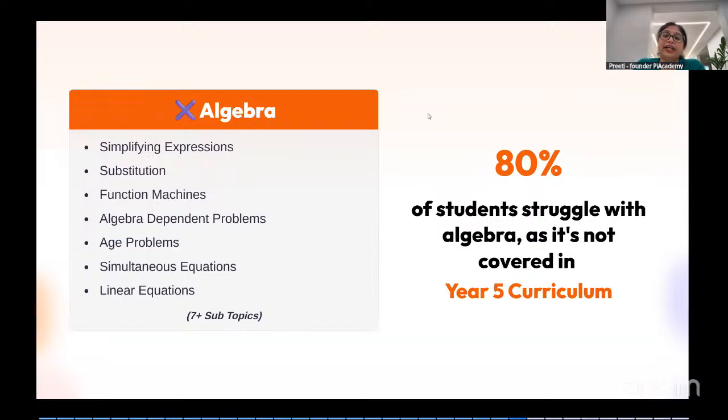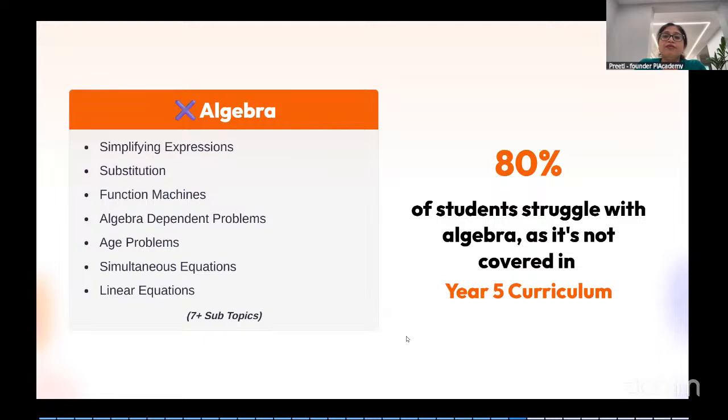And you can see here 80% of the students struggle with algebra as it's not covered in the year 5 curriculum. So in the schools, in the normal national curriculum, there is no concept of algebra, and even if there are certain questions on algebra, the 11 plus exam is totally different. The difficulty level of the 11 plus exam is way higher than the common national curriculum, and that's why I would like to emphasize in this particular webinar that you should not leave the algebra topic until the last minute, because algebra is a very, very difficult topic.